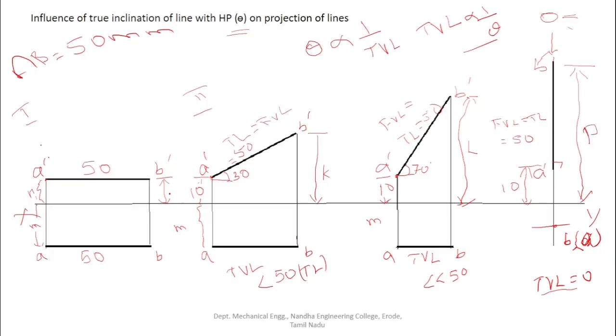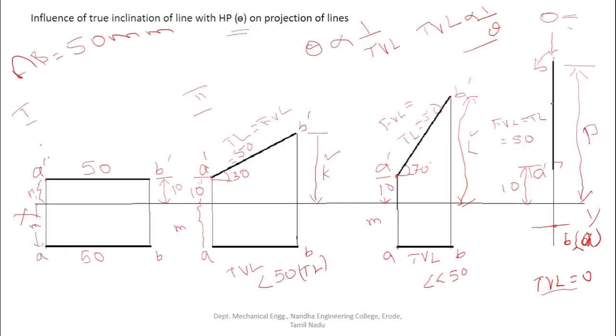So here, when the line is parallel to HP, the position of point B from the HP is 10 mm. When the inclination of the line with the HP is 0 degree, that is parallel, the distance is 10 mm. When the inclination of the line with the HP is increased to 30 degree, then the position of the B from the HP is increased. When we increase the inclination still more with respect to HP, the position of the point B from the HP is still increased. So L is greater than K.